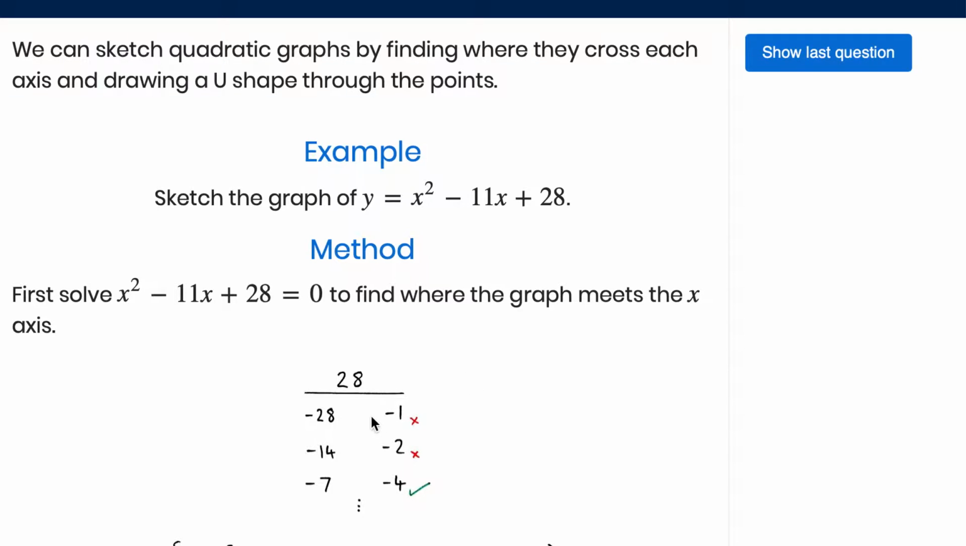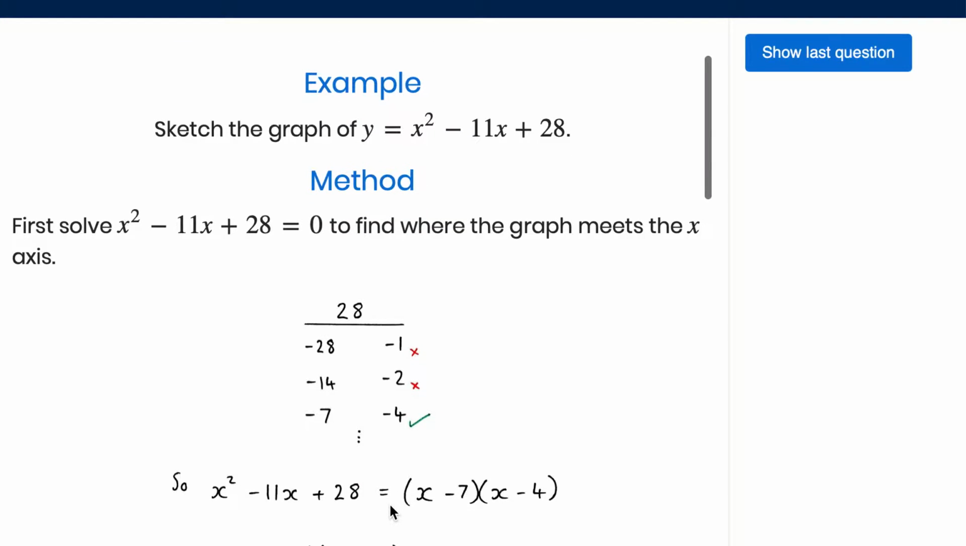Now, listing the negative factors of 28 in pairs and checking which adds to make minus 11, we get minus 28 and minus 1, which does not work because minus 28 plus minus 1 is minus 29. Also, minus 14 and minus 2 doesn't work either, but minus 7 and minus 4 does, because minus 7 plus minus 4 is minus 11.